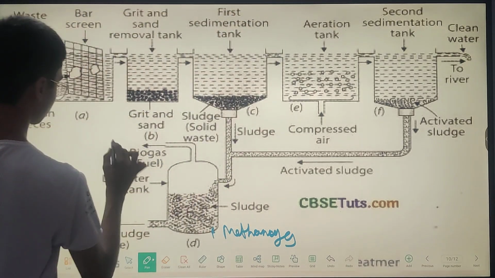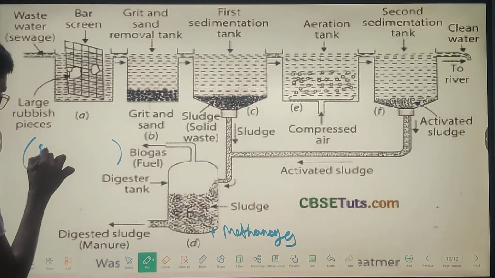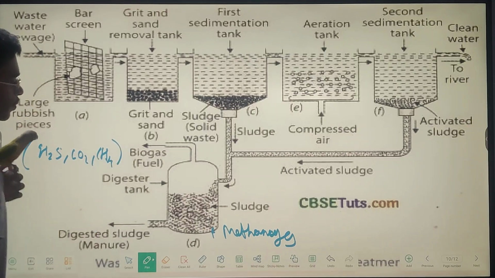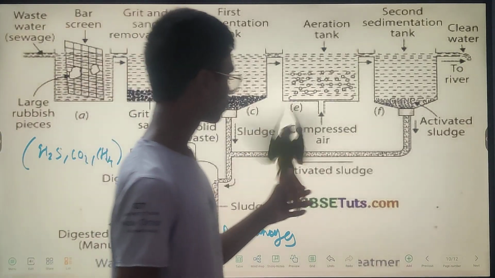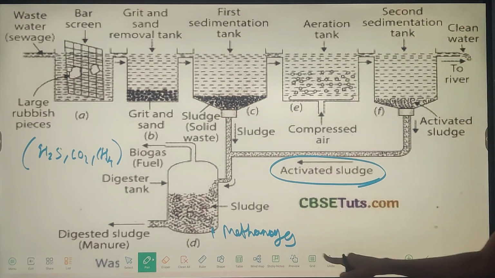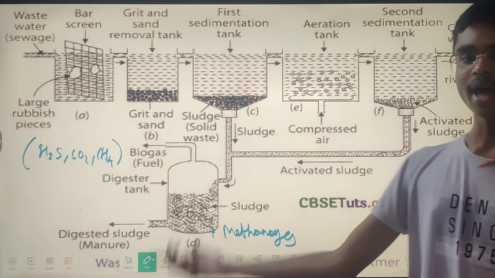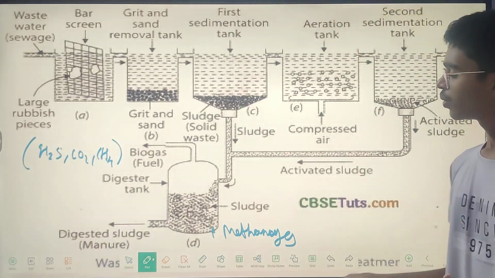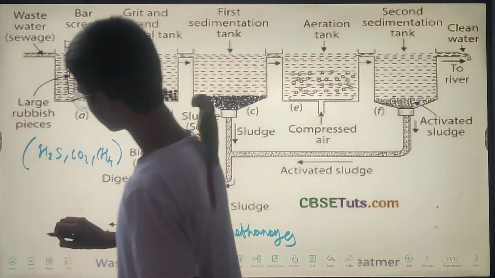So you are going to have H2S, CO2, CH4. Then this is what is known as activated sludge. This flock will be converted into activated sludge. Actually here this is what is known as sludge, a sludgy material which is used as fertilizer.